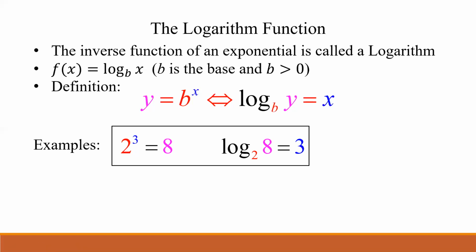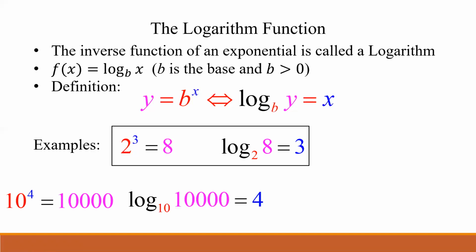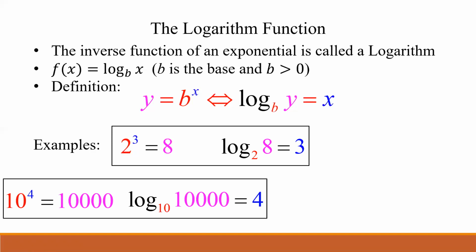Let's do another example. We've got 10 to the fourth equals 10,000. How would I write that as a logarithm? So again, base is 10, so log base 10. The answer becomes the argument, so log base 10 of 10,000 equals 4. That was the initial power.